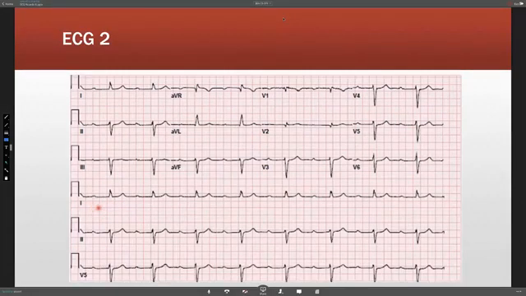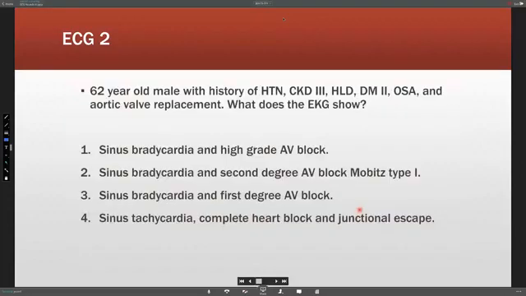It's definitely more than 200 milliseconds. This one big square is 200, and this other one is 200. So we're talking about 280 milliseconds, almost 300 milliseconds. So very long first degree AV block. Otherwise there's 1-to-1 AV conduction. So there's no complete heart block, no high grade AV block, and in this particular EKG, no Mobitz type 1. In Mobitz type 1, you have progressive PR prolongation, then a dropped beat, and then a reset; the PR interval will be shorter. So the right answer is number 3, sinus bradycardia and a first degree AV block.